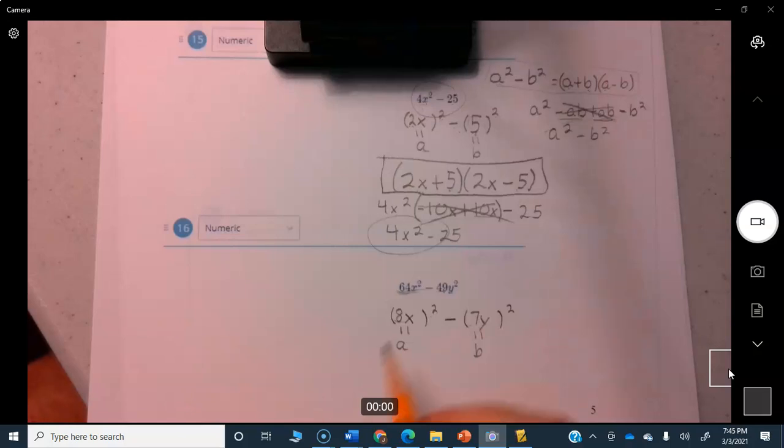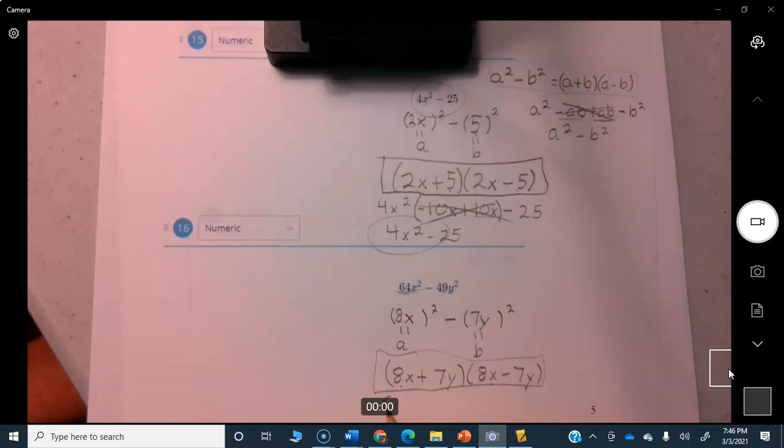Okay, so now we do our formula. It's a plus b, so it's 8x plus 7y times a minus b, 8x minus 7y. And that's your answer. Again, FOIL it out.